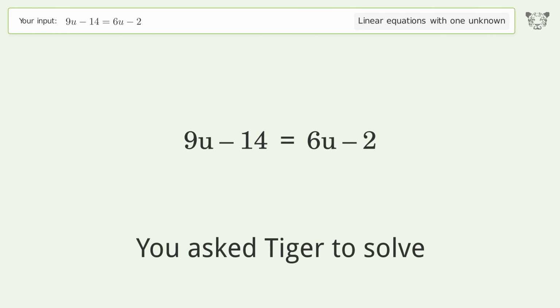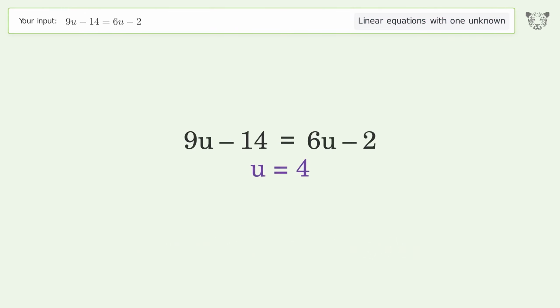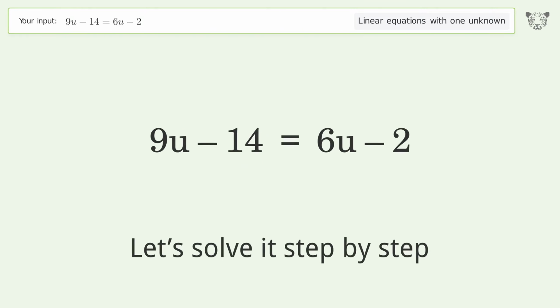You ask Tiger to solve. This deals with linear equations with one unknown. The final result is u equals 4. Let's solve it step by step.